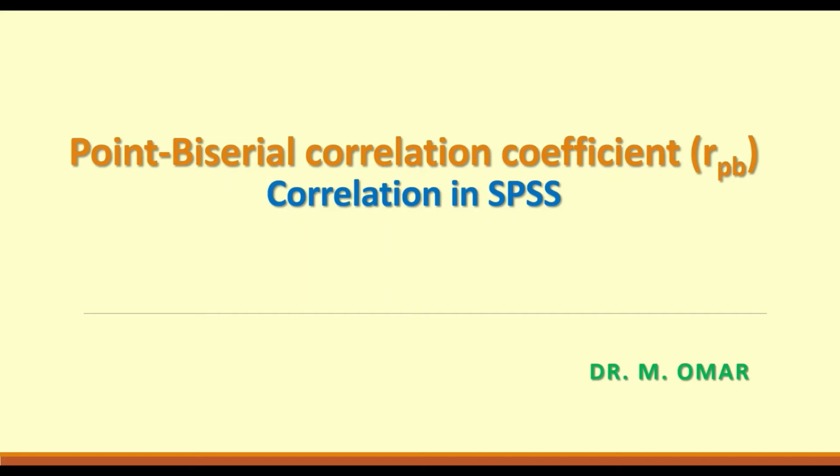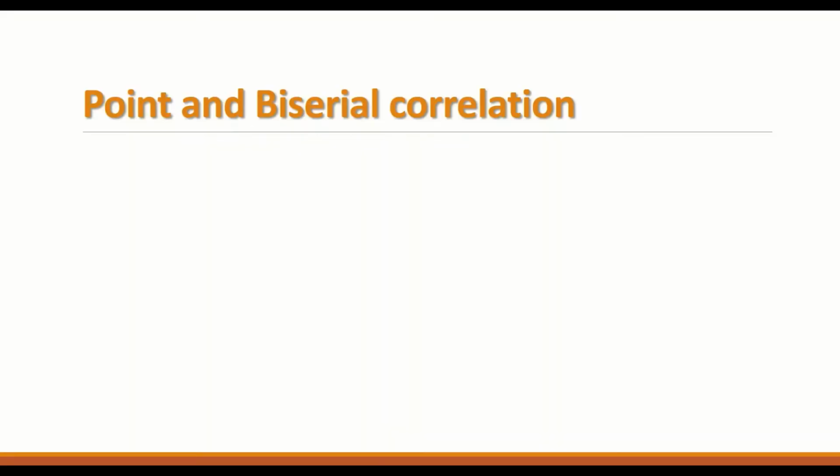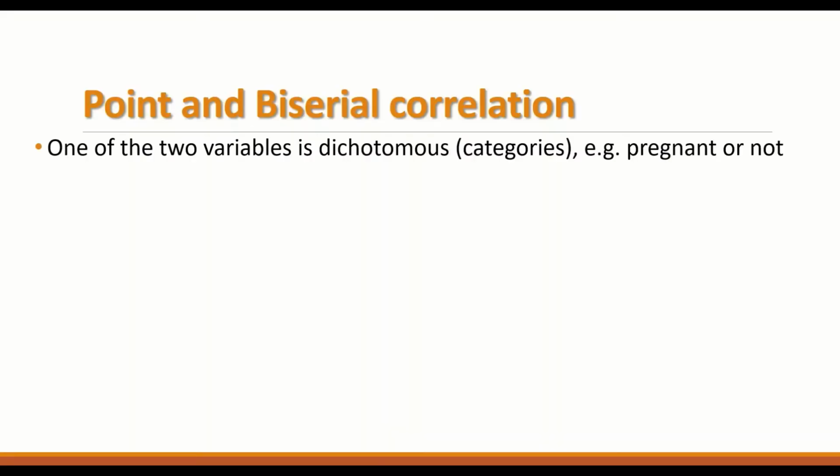Point-biserial correlation coefficient, abbreviated as rpb. In fact, there are two tests. One of them is the point-biserial correlation coefficient, and the other one is biserial correlation. So in point-biserial and biserial correlation tests, one of the two variables you want to find the correlation between is dichotomous. Dichotomous means that it is binary, two categories, such as pregnant or not pregnant, yes or no, dead or alive.